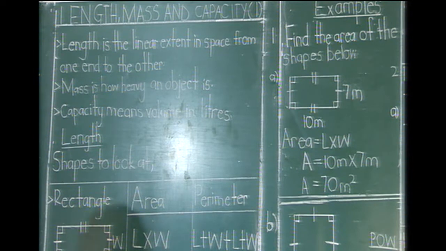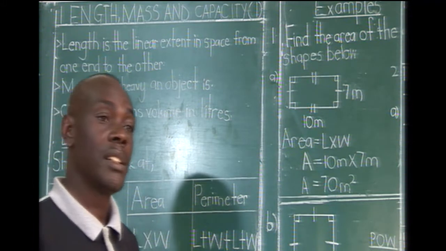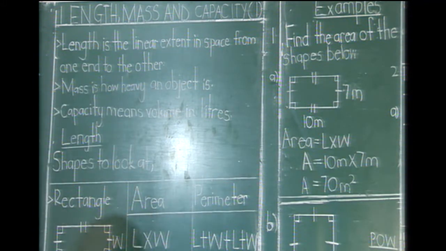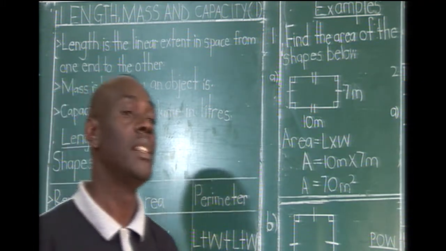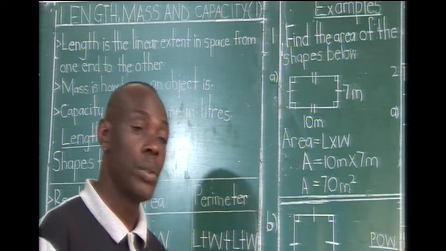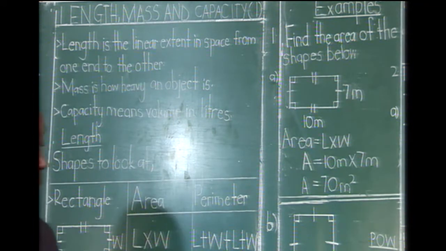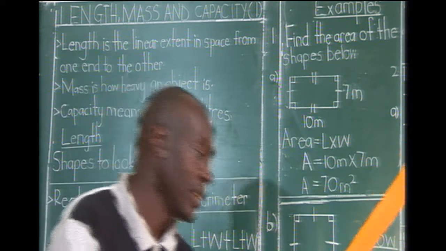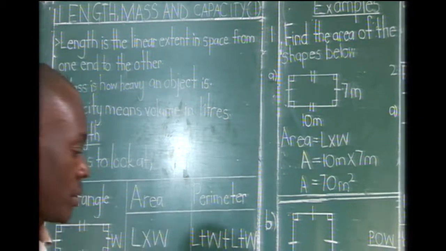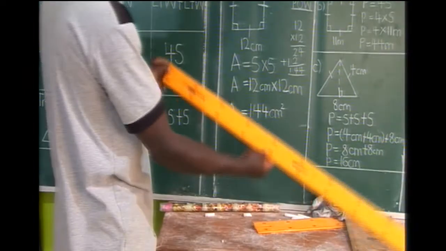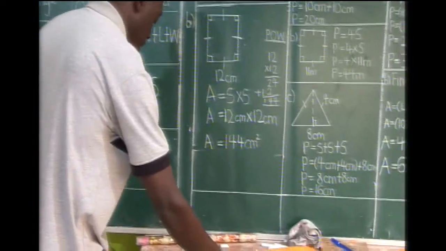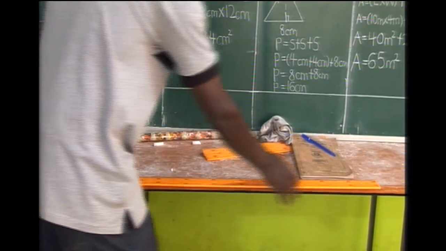Therefore, being a linear extent in space from one end to the other, we measure it in metric units. For example, one can measure the length of a table by use of a meter roll. In this case, I've got a ruler. One can measure how long this table is. Look at the centimeter scale and then measure from here up to here.